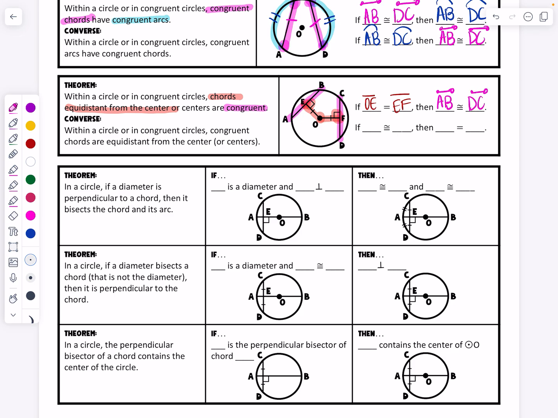So what is the converse of that? It just says the opposite. If we know that the chords are congruent, just like we've talked about before, what do we know about the perpendicular distance to the center? We know that those lengths are going to be equal. So we know that O to E is going to be congruent to E to F.